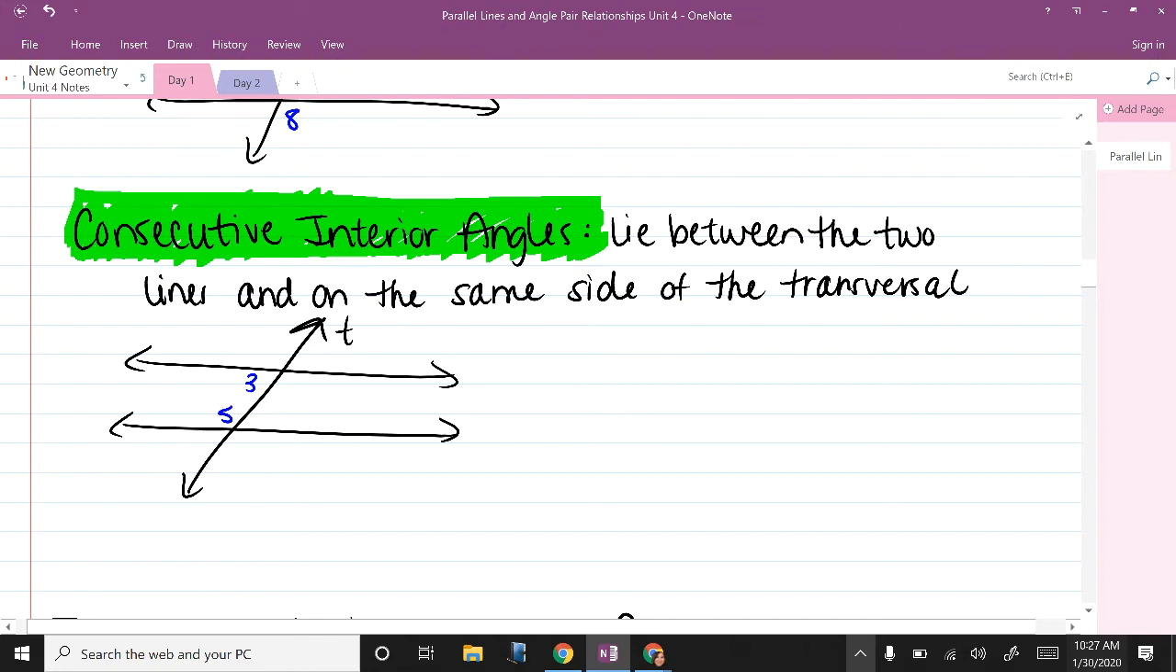And they're between the two lines again. Interior means between the two lines. Exterior means outside the two lines.